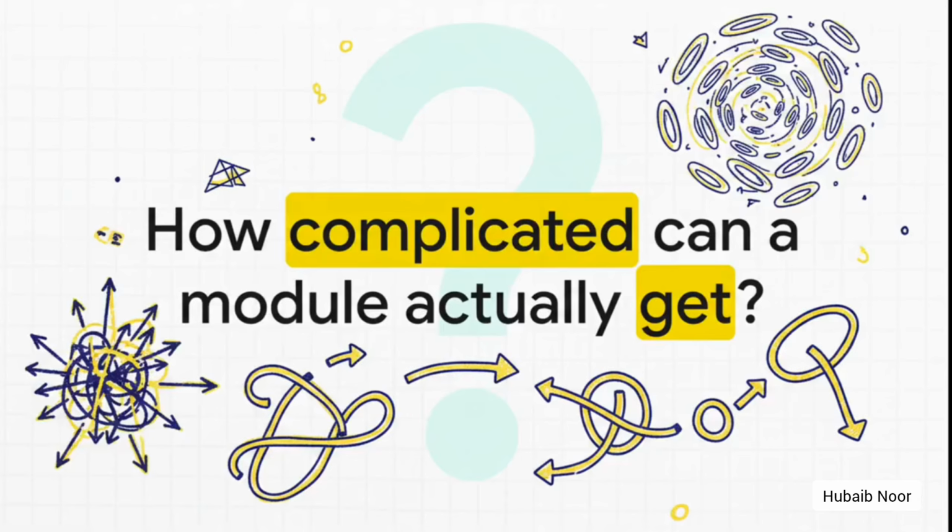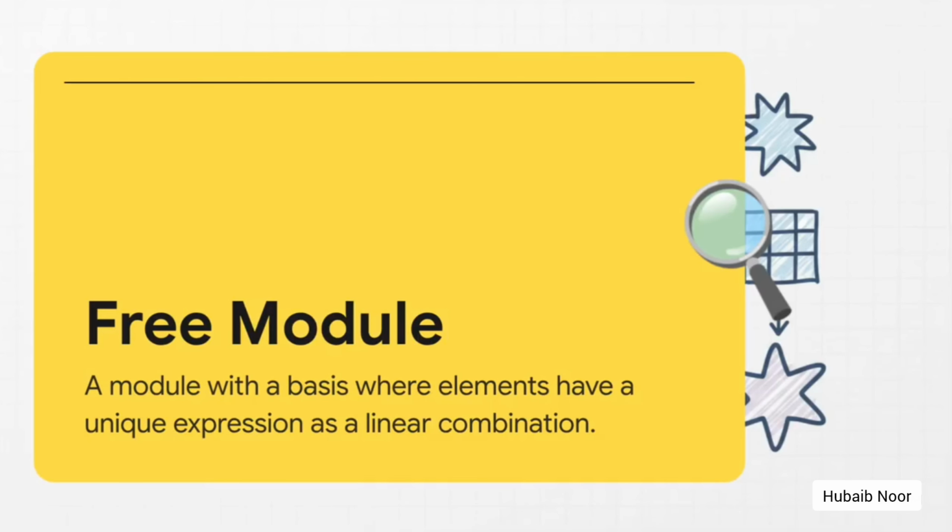So, to tame that chaos, mathematicians gave us the free module. These are the well-behaved ones. They're the closest thing you'll get to a standard vector space because they actually possess a basis. Every single element inside a free module can be expressed in exactly one way as a finite linear combination of basis elements. No weird loops, no structural quirks, no rogue elements doing backflips.